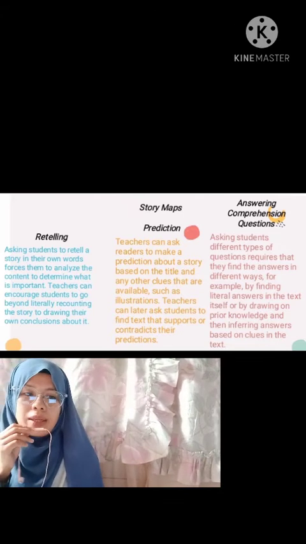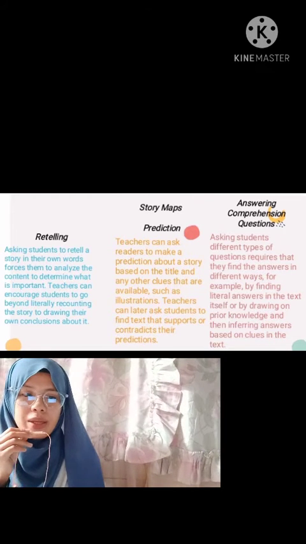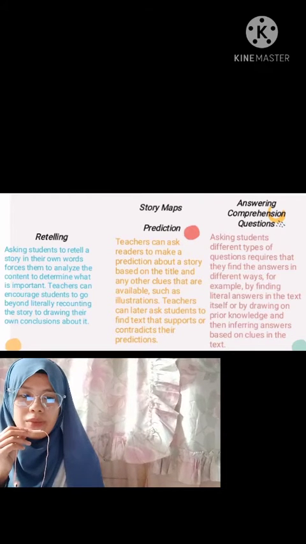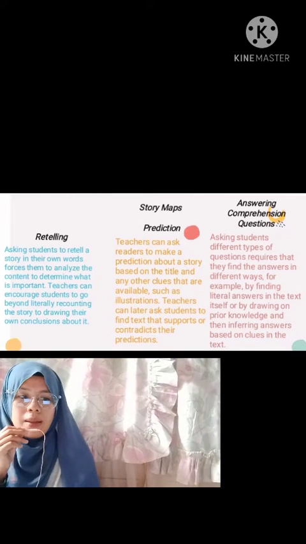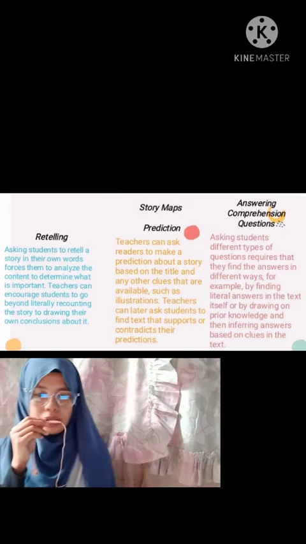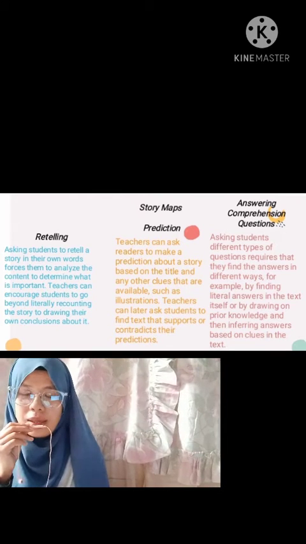Prediction. Teacher can ask readers to make a prediction about a story based on the title and other clues that are available, such as illustration. Teacher can later ask students to find text that supports or contradicts their predictions.